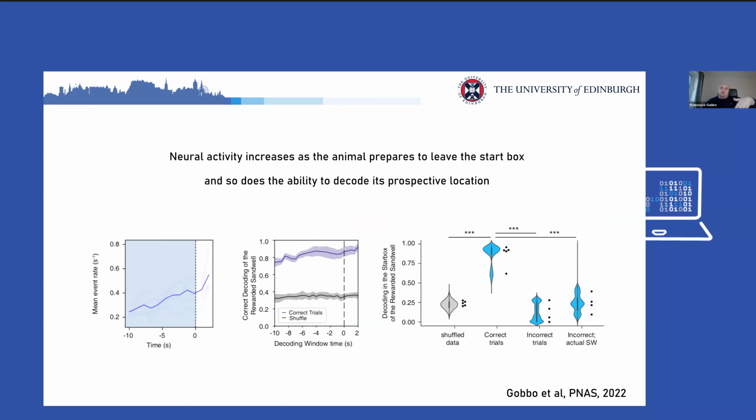So what we did find is that we were again able to predict where the animal was about to go, but only where the animal was making a correct choice. That wasn't the case where the animal, instead of going to the rewarded wells, was making a mistake, so going to a sandwell which didn't contain any food pellets.